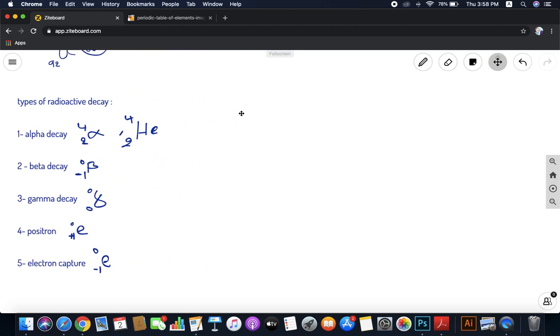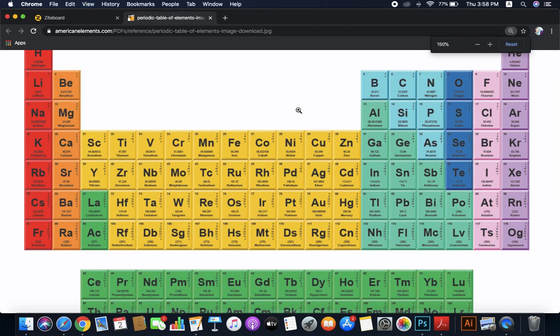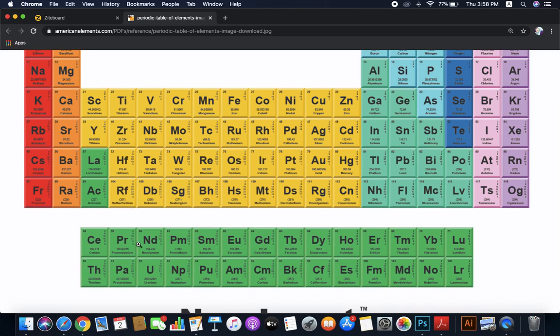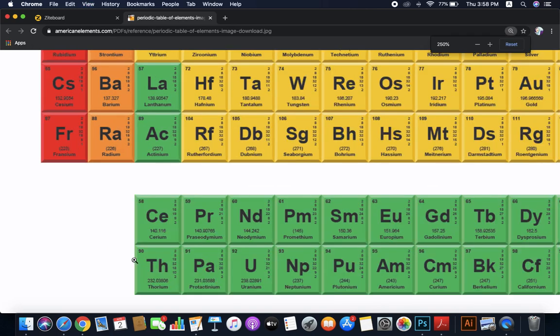I will write the question here. Write a nuclear equation for the alpha decay of Pa. Now, first you have to check what is the Pa. From the periodic table, here it is. Now here Pa is protactinium. Protactinium is Pa.